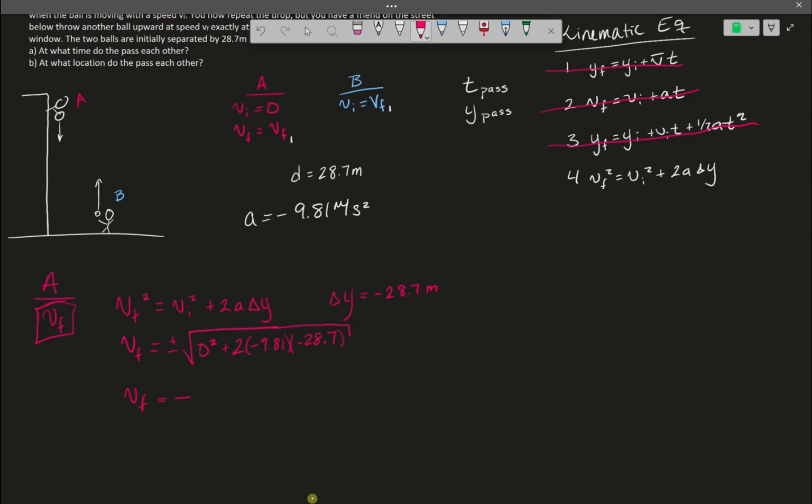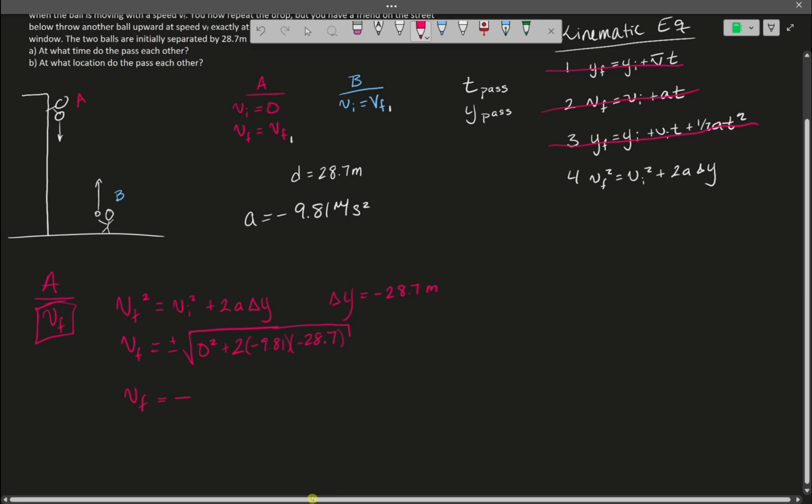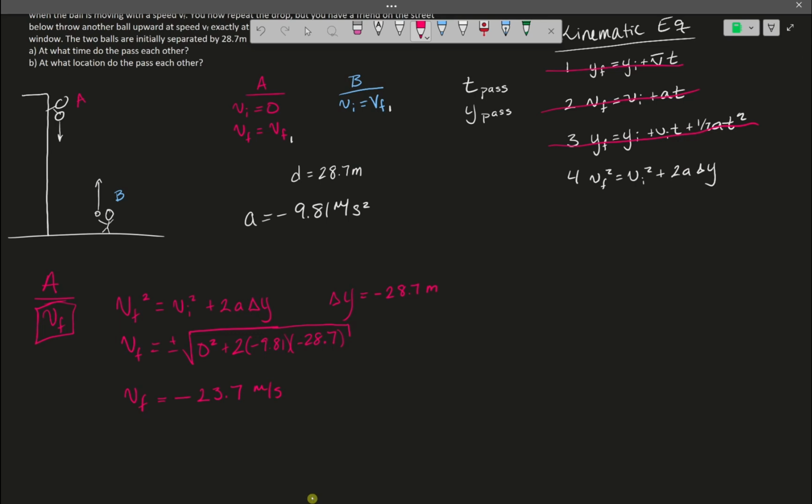And I get that my final velocity is going to be 23.7 meters per second. Now I'm going to rewrite all the information that I have for both of these objects, right? Because I have a little bit more information now. So I know that my initial velocity is 0. My final velocity is negative 28.7 meters per second. I have acceleration is negative 9.81 meters per second squared.